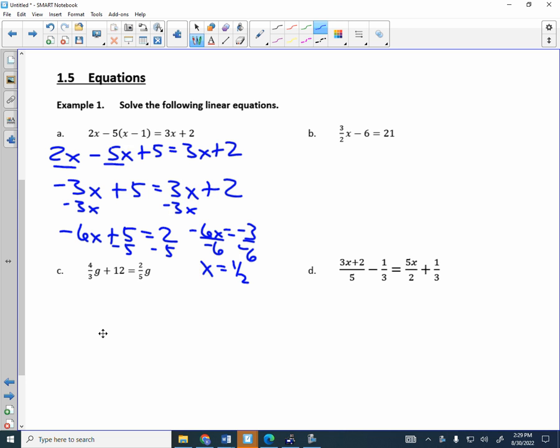Letter B, I add 6 to both sides to get 3 halves x is equal to 27. How do I get rid of multiplying by 3 halves? You can multiply by the reciprocal, which is 2/3. And I get x is equal to, what's 27 divided by 3? 9 times 2? 18. So people still ask this question, how am I multiplying those?